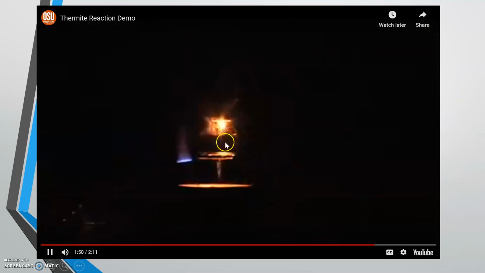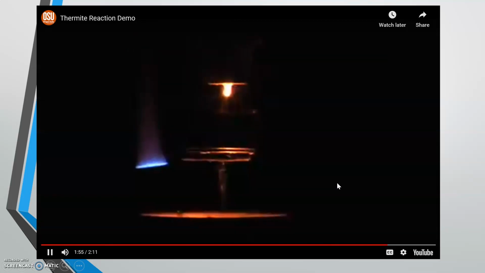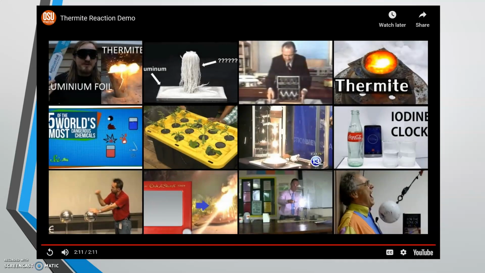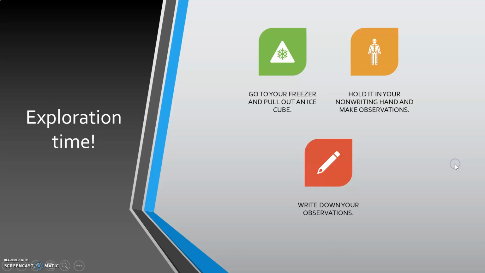What's running down here? That is actually liquid iron. So if you noticed, it was a single replacement reaction, and one of the products was going to be iron and the other product was aluminum oxide. The iron has actually dripped down, become liquefied, and dripped down into the container that's below it. So that's pretty cool, isn't it? So that's an example of an exothermic process, because you see energy being given off from the system.